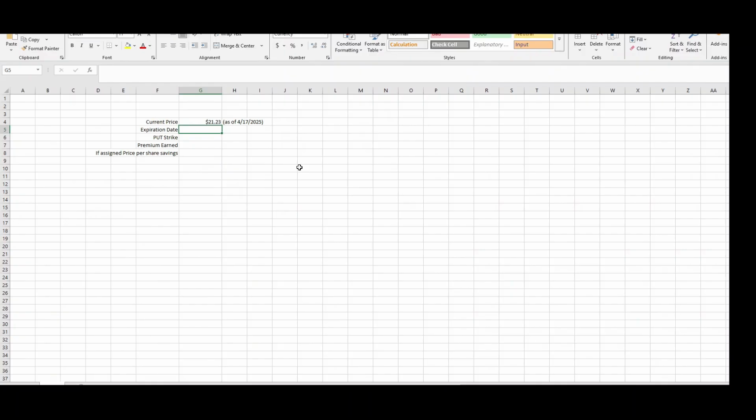Okay, so I just pulled up a quick little sheet right here, and we're just going to type this in as we go. We know the current price being $21.23.